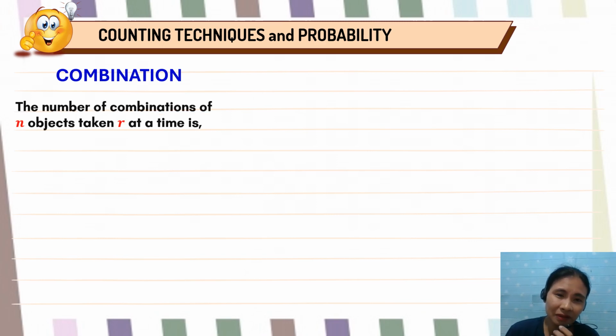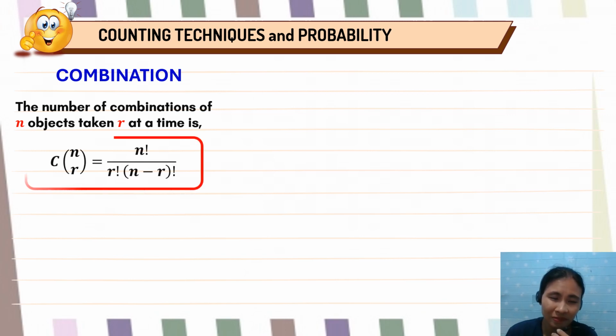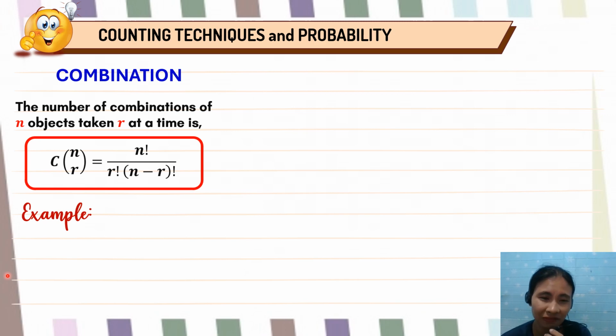The number of combinations of n objects taken R at a time is represented by the equation C(n, R) equals n factorial all over R factorial times the quantity of n minus R factorial, where of course n refers to the total number of choices and R is the number of choices that you only need.